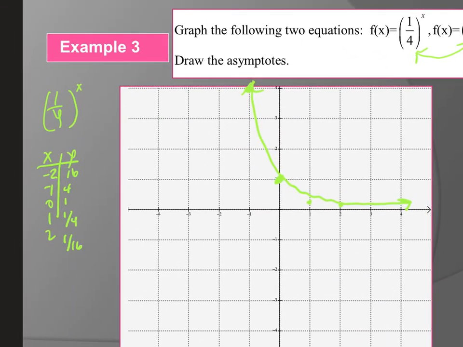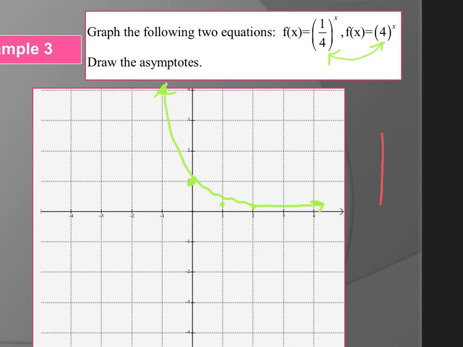So now I'm going to do the exact same thing, but I'm going to use 4 to the x. Well, if they're reciprocals of each other, all that's going to happen is the numbers are going to switch. So 4 to the -2 is 1/16. This is 1/4. This is 1. This is 4. This is 16. So my graph is going to look like this. Well, let's go this way.